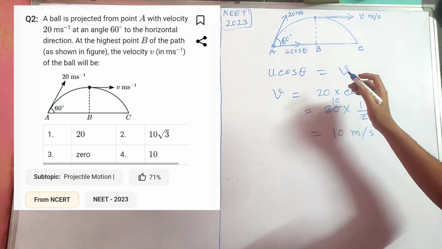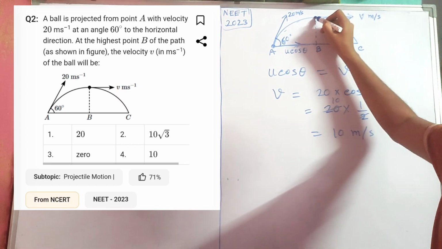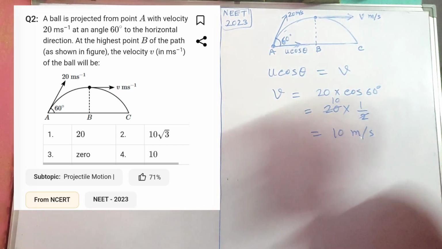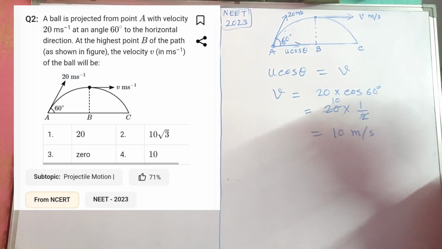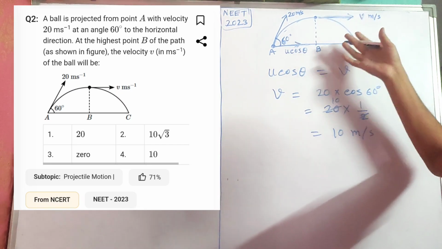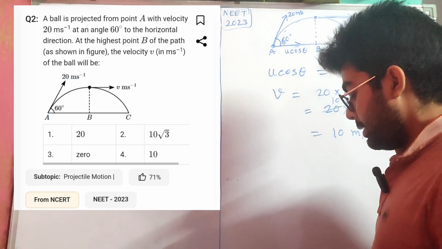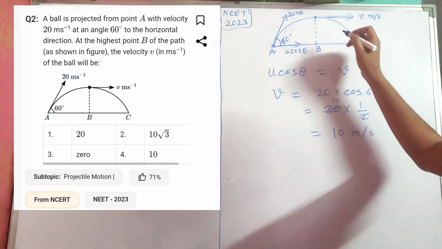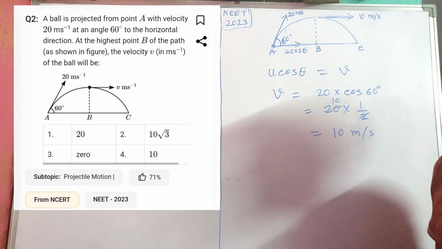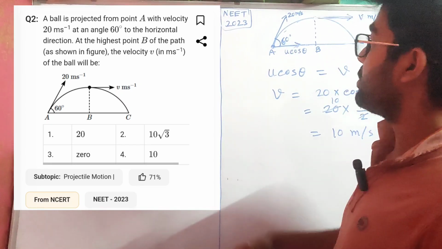At the highest point, the vertical velocity of this ball is 0. But the horizontal velocity v has some value, which we calculated as 10 meter per second. So the velocity at the highest point is equal to the horizontal component. Write down this problem, a very important problem, that is also NEET 2023.